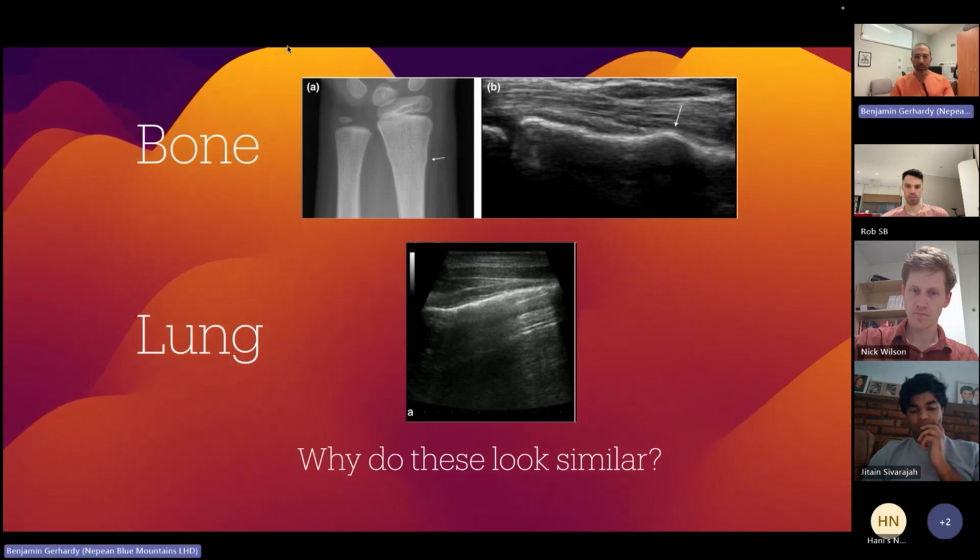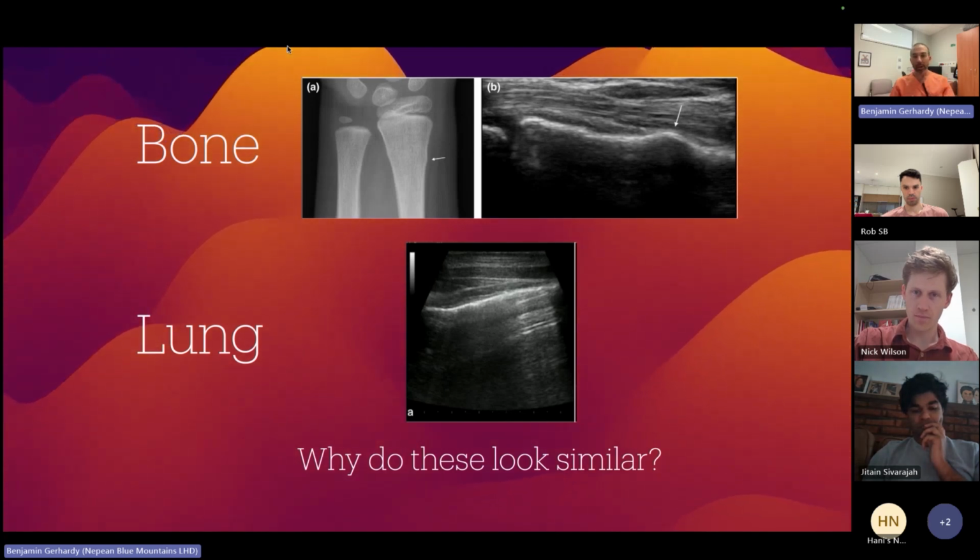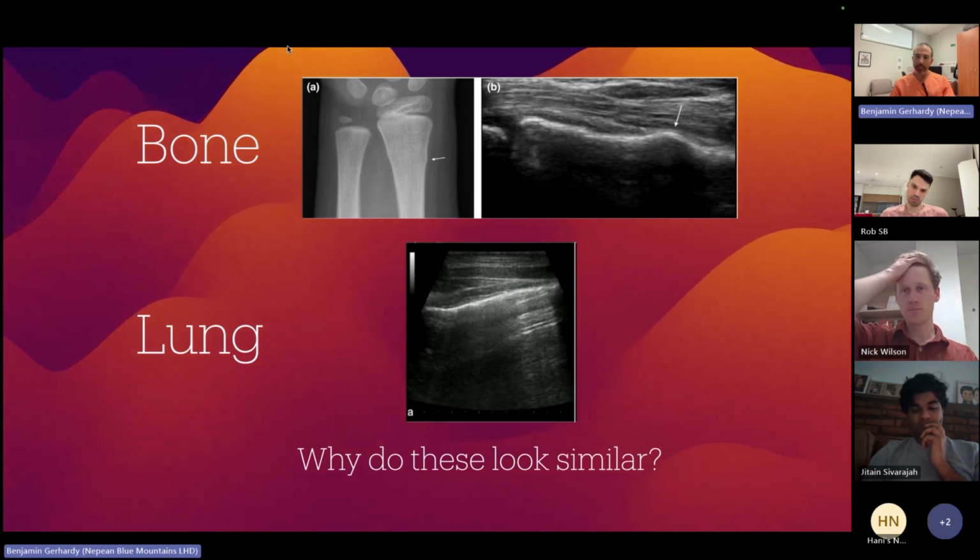So one of the things that my trainees ask, or I point out to my trainees really, is that you have bone, which is profoundly dense in terms of what we have in our human body. We have lung, which is predominantly air, but on ultrasound they look really similar.